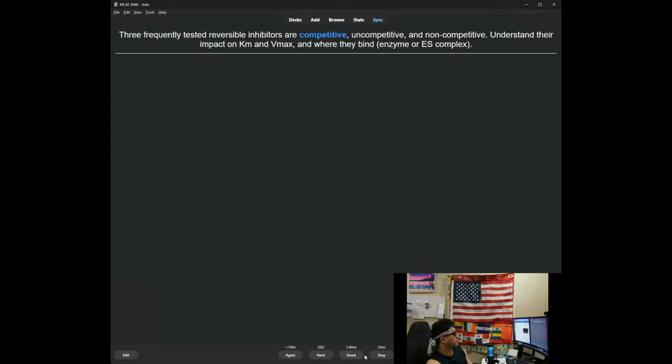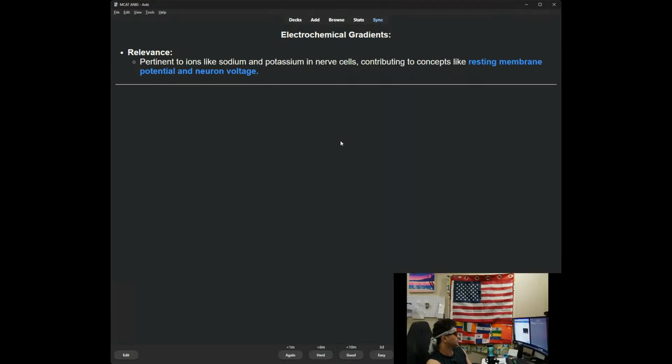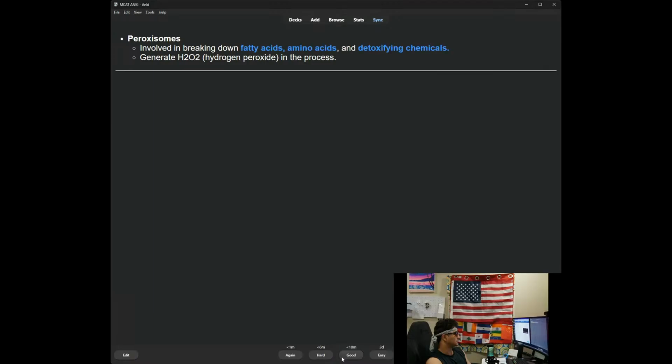Relevance, pertinent ions, and contributing concepts like electrochemical gradients, resting membrane potential, and neuron voltage. Okay, I think I'm okay with that. So fatty acids, amino acids, and detoxifying certain chemicals.